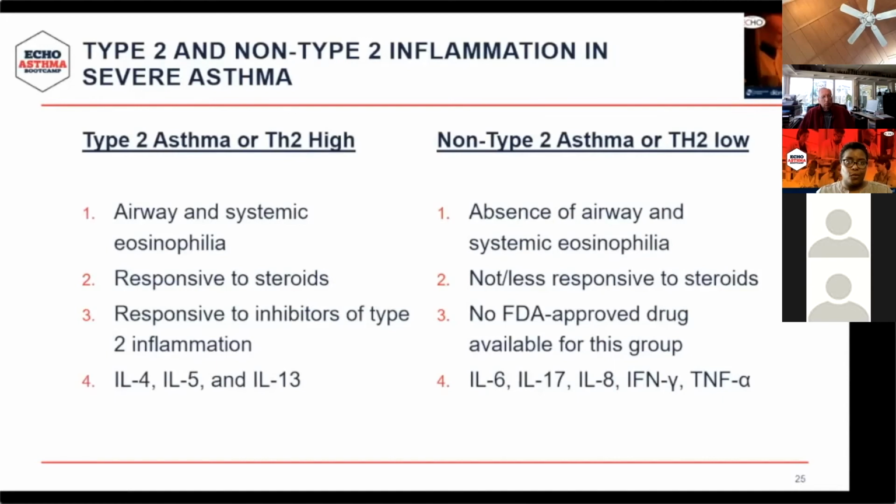For non-type 2 asthma or Th2 low asthma, it's often represented by absence of airway and systemic eosinophilia. They may not be, or may be less, responsive to steroids. Currently, we do not have an FDA-approved drug available to manage patients with non-type 2 asthma. And these are the interleukins that are mainly associated with non-type 2 inflammation, such as IL-6, IL-17, IL-8, interferon, and TNF.